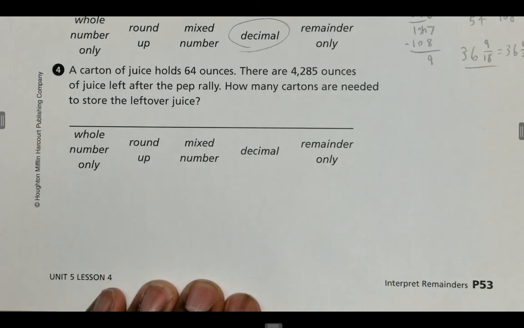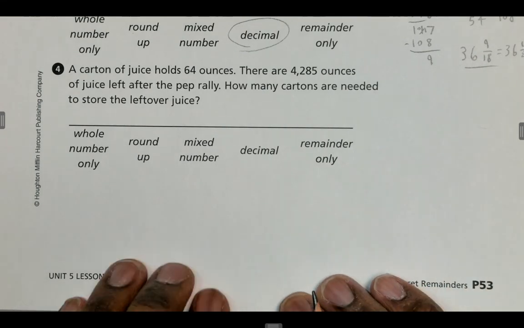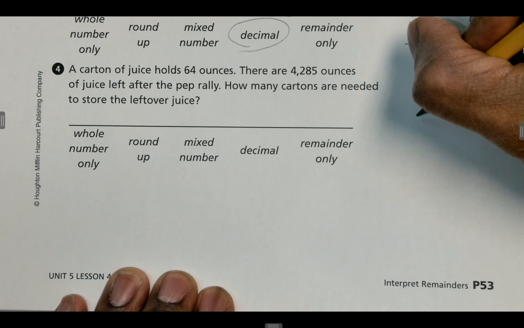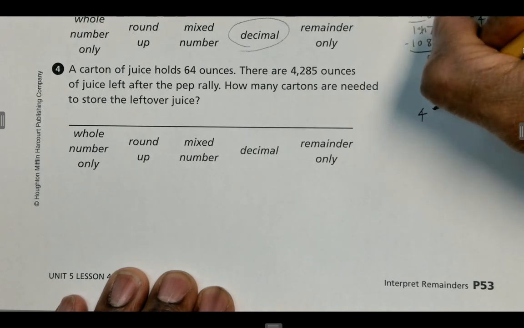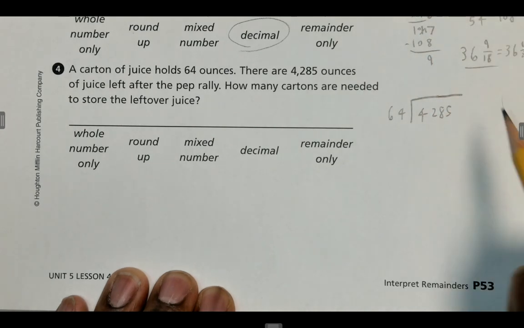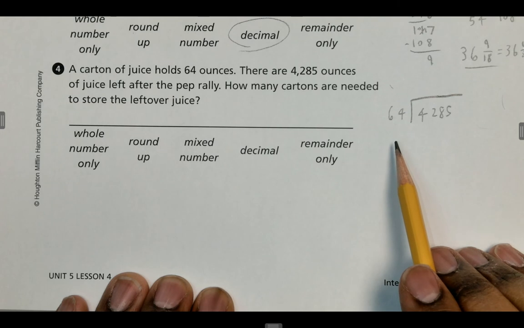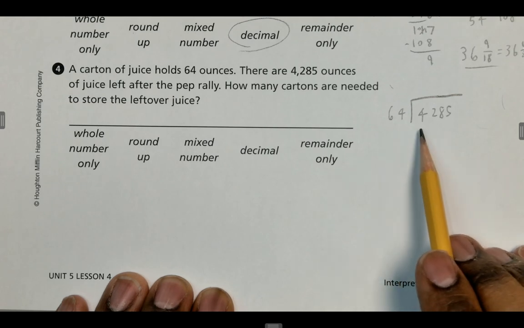A carton of juice holds 64 ounces. There are 4,285 ounces of juice left after the pep rally. How many cartons are needed to store the leftover juice? Okay. Let's do 4,285 divided by 64. Use rounding to get in the ballpark. 64 is close to 60. About how many times does 60 go into 428?